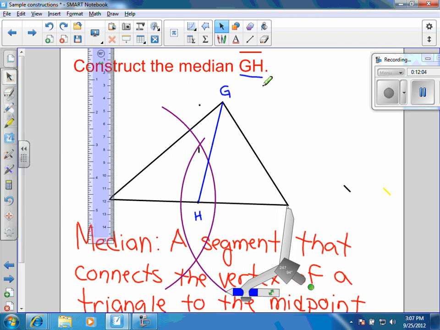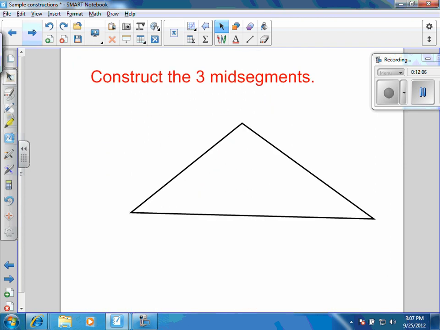So let's go to the next one. Midsegments. Midsegments just connect midpoints to midpoints. They're segments. So a midsegment in a triangle.